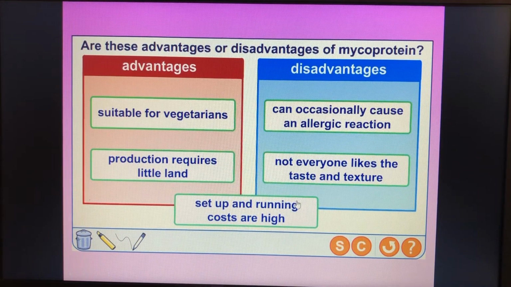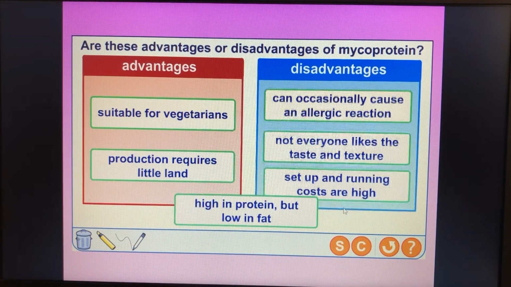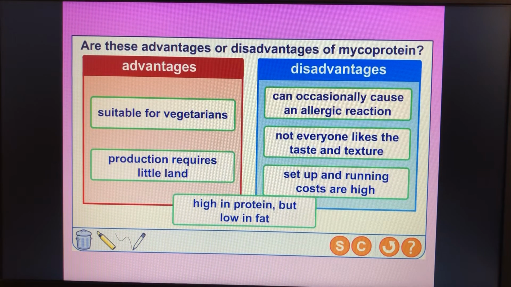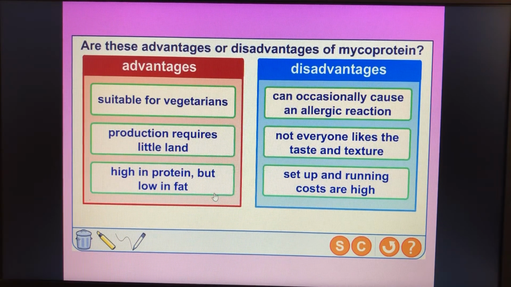Sometimes it's not always that meat-like, and it depends, are you having it because you want something that resembles meat, or are you having it just because you don't want to eat meat and you don't really like the taste and texture of meat, in which case Mycoprotein is there to try and simulate what meat's like. Setup and running costs are high. High in protein but low in fat. That sounds like a good feature. So we've got some advantages and disadvantages there.